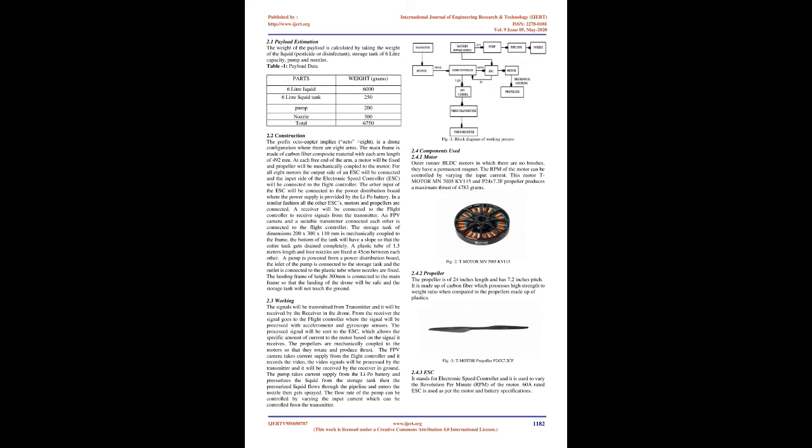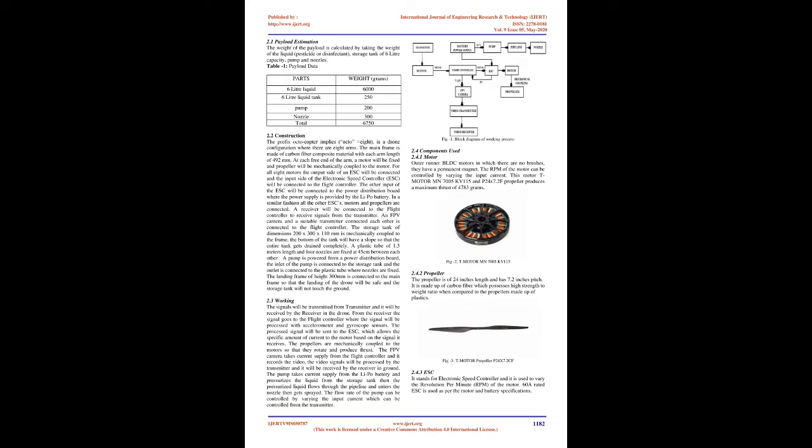2.1 Payload estimation. The weight of the payload is calculated by taking the weight of the liquid, pesticide or disinfectant, storage tank of 6-liter capacity, pump and nozzles. 2.2 Construction. The prefix octocopter implies, octo equals 8, is a drone configuration where there are 8 arms. The main frame is made of carbon fiber composite material with each arm length of 492 mm.